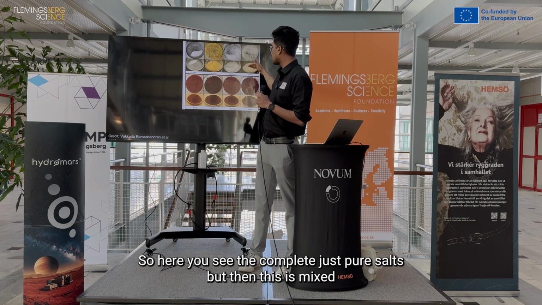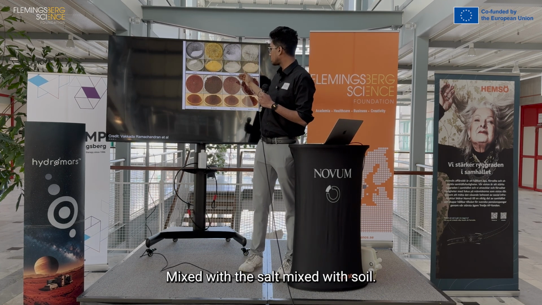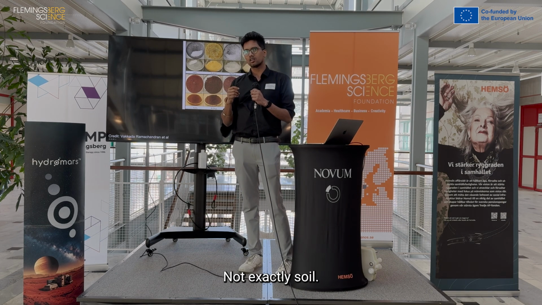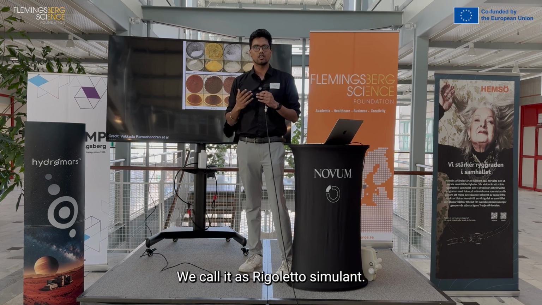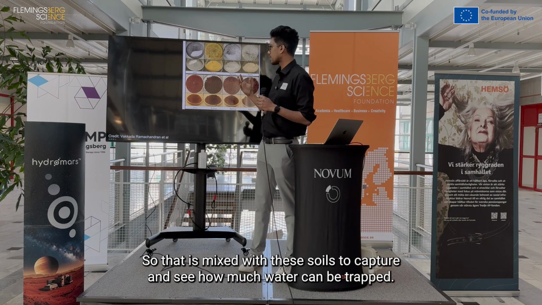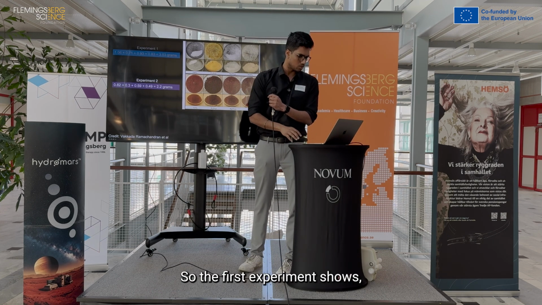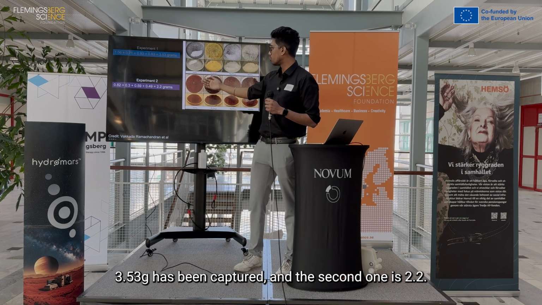Here you see the complete pure salts, but then this is the salt mixed with soil, not exact soil, it's a simulant. We know the compositions of the Martian soil, we call it regolith or simulant. That is mixed with these salts to see how much water can be trapped. The first experiment shows 3.53 grams has been captured, and the second one is 2.2.